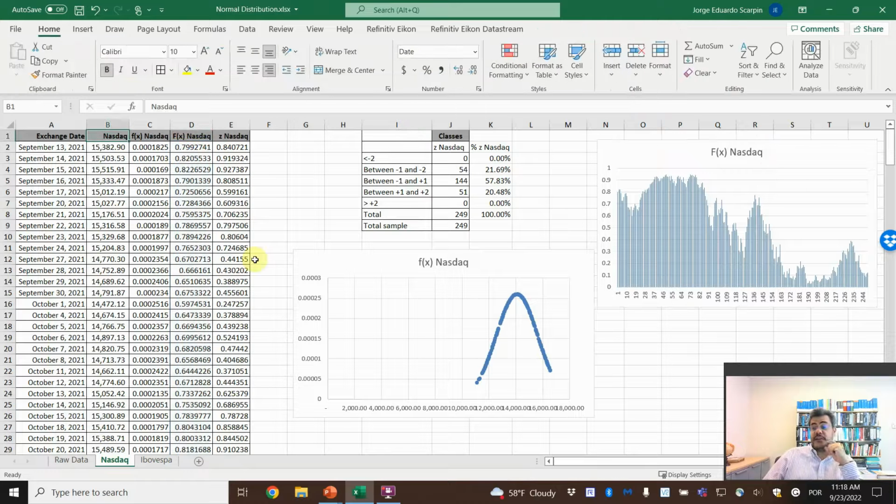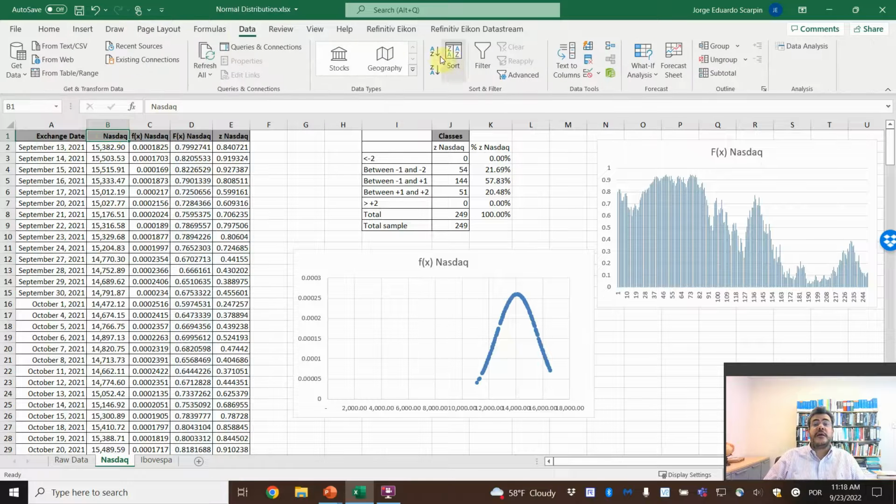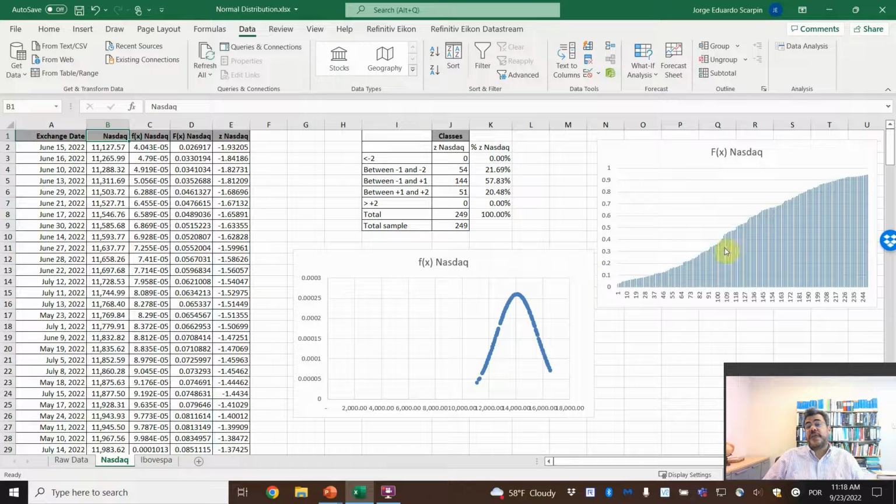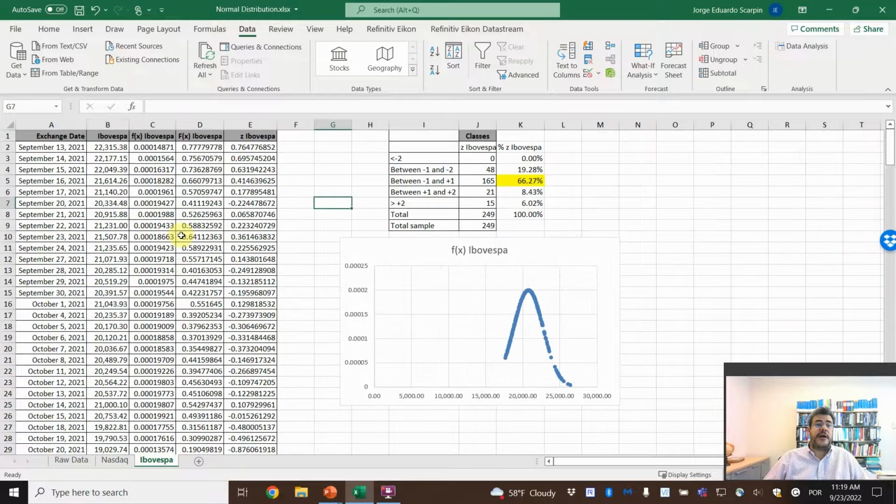We need to sort our NASDAQ. So we cannot sort on date. We need to sort on our X from the lowest to the highest. So data, let's sort it here. Then it goes on a cumulative function just like any other distribution. And the same for Ibovespa.